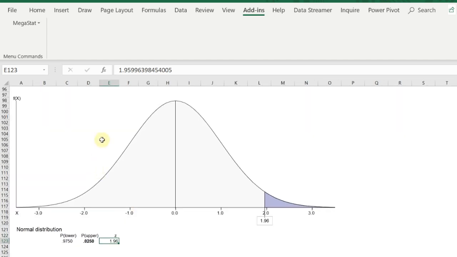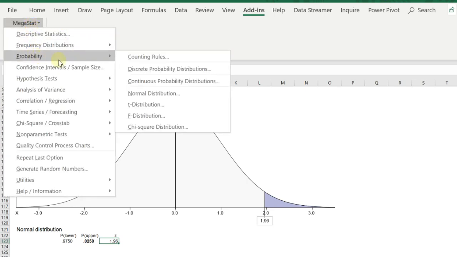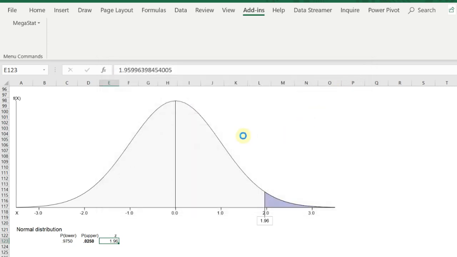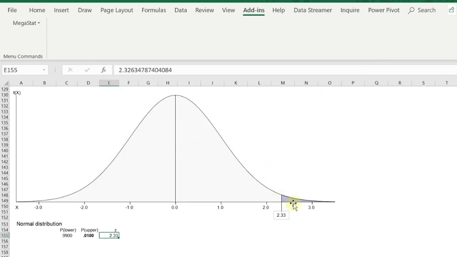Now let's verify the 0.01. That's the other one I want to do. So I go probability, normal, and it's already one of those. Yeah, might as well use it. 0.01 and hit OK. Oh, overlay, we don't want to overlay. And this time you're going to actually see a bigger number, right? Because we have a smaller area on the right. The Z-score increases to offset the smaller area, right? So there you go. The area to the right, 0.01, the Z at that is 2.33.